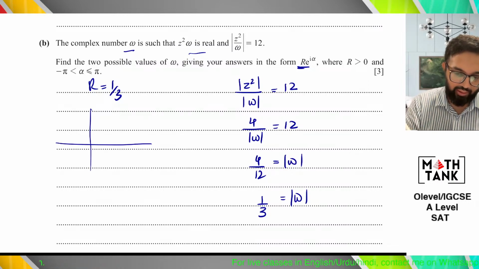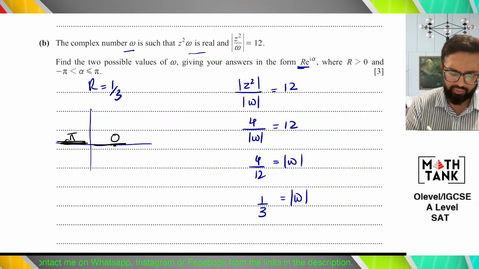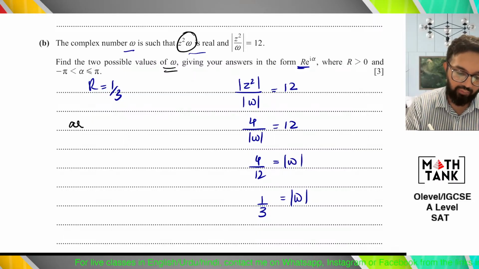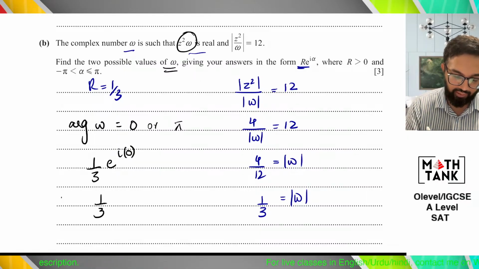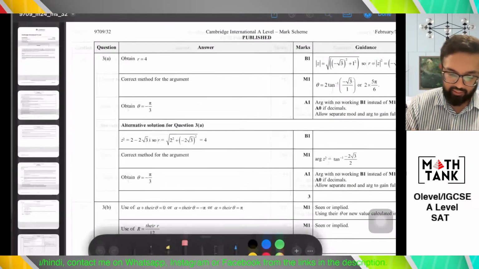When I say real, it means it is only on the real axis, so its argument is either zero or exactly pi, or minus pi, or pi. Exactly pi is possible, minus pi is not. Now for the two possible values of w, if this is real, then the argument of w can either be 0 or pi. So one becomes 1/3 e^(iθ) with θ = 0, so that gives 1/3, so w is 1/3. And the second option is that w could be e^(-iπ). I think these should be the correct values.